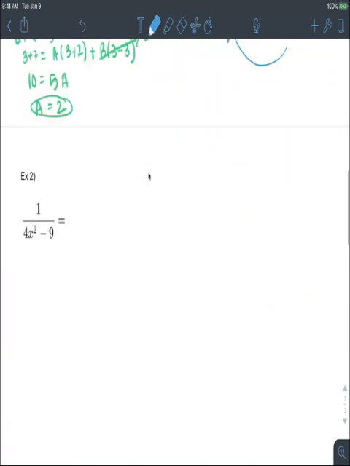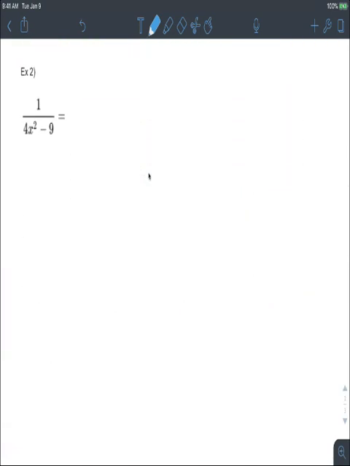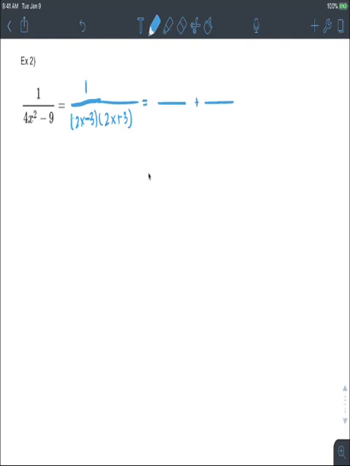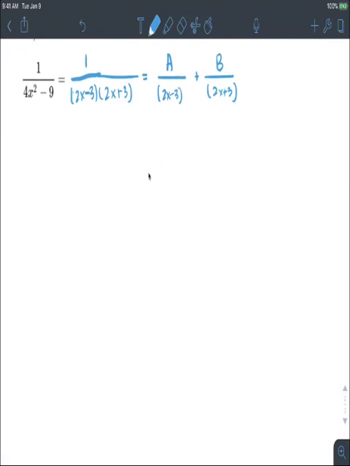Woohoo! Next one. 1 over 4x squared minus 9. Okay, so we factor the bottom. I get 2x minus 3 times 2x plus 3. That looks like a difference of squares. And then I'm going to set those equal to my two split fractions. I have two values I'm trying to figure out, a and b. They're different, so I'm going to put a and b up there for placeholders.